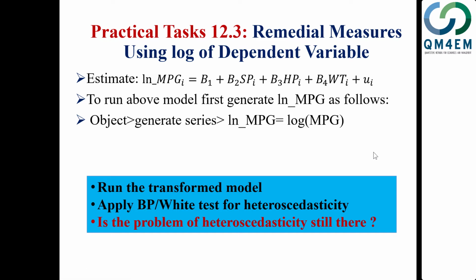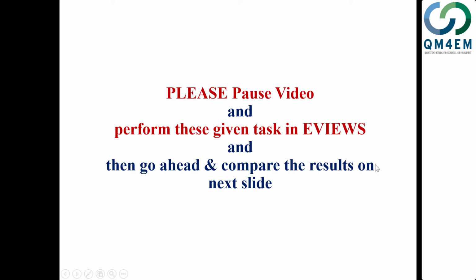Run the transformed model. The transformed model here is using the log of the dependent variable instead of the original variable. Then you apply the BP and White test for heteroscedasticity, and then you see if the problem of heteroscedasticity is there. Again, I would request you to pause the video, perform these tasks in Eviews, save your result, and then compare it by playing the video ahead.